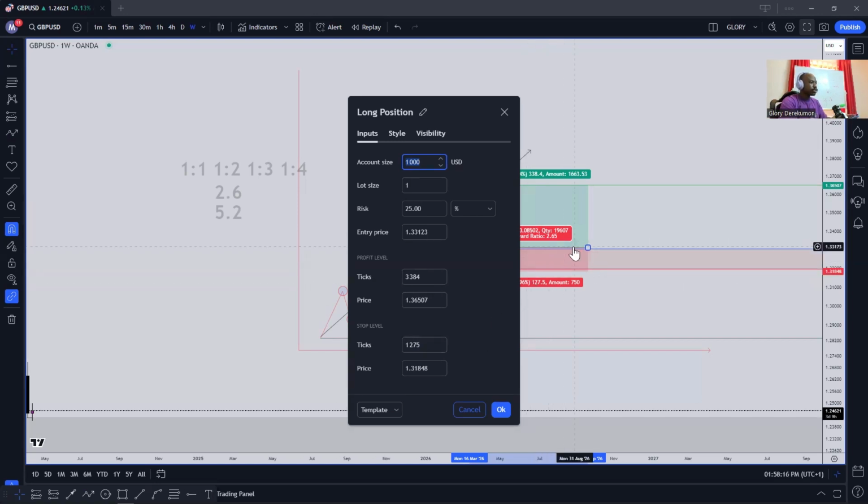Now, let's just do that calculation real quick. So 338 divided by 127 equals 2.66, which is identical to the risk to reward that we have. Very, very simple. Again, if you don't understand, rewatch the video over and over again.